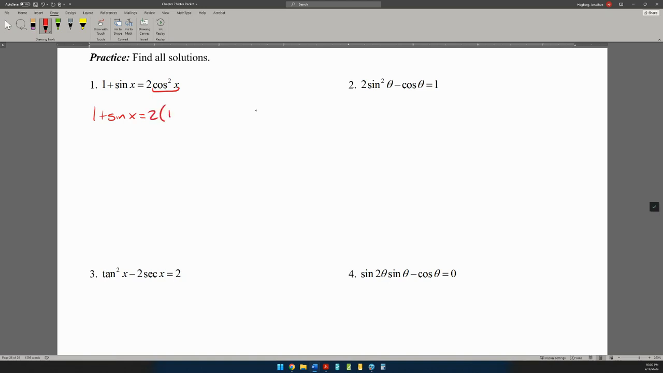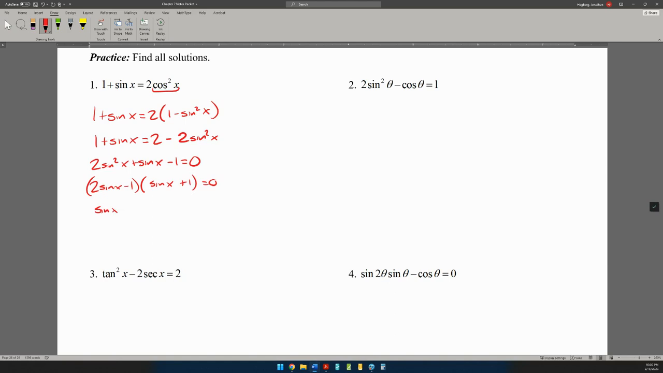So we have 2 times the quantity 1 minus sine squared. After distributing that 2, we get 1 plus sine x is equal to 2 minus 2 sine squared x. And then let's bring everything over to one side. So we have, moving everything to the left-hand side, 2 sine squared x plus sine x, and then minus 1 is equal to 0. And this factors into 2 sine x minus 1 and sine x plus 1 equals 0.